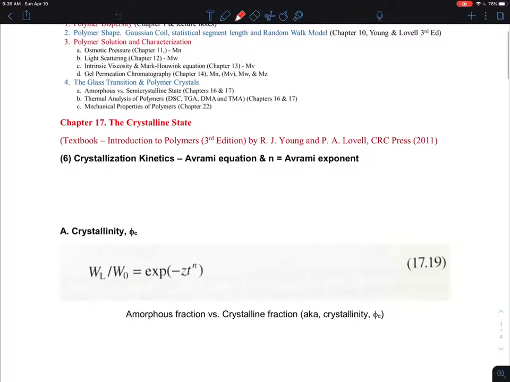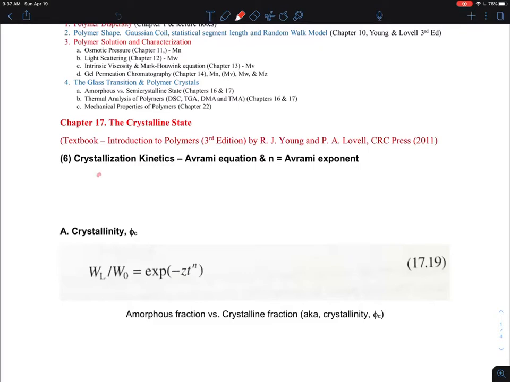Okay, so I want to discuss the crystallization kinetics using the Avrami equation. This is a section that I added in addition to the previous recordings, where I didn't cover the Avrami equation, and I think that you should know about the Avrami equation. When it gets to the details, it's pretty complex, but I would like to give an overview of this.